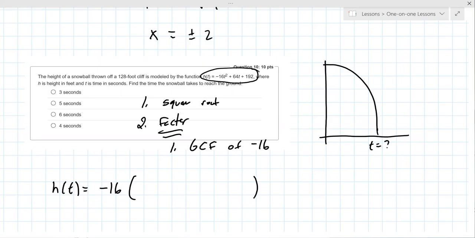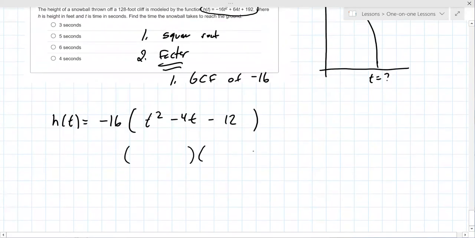Okay, I factored it out. What do you have in here? In the parentheses, I have t squared minus 4t minus 12. Excellent. Now I want you to factor this. Is it t minus 2 and t minus 6? They cannot both be negative. So you're looking for two numbers that multiply to negative 12, but they have to add up to negative 4. That means one's positive and one's negative.